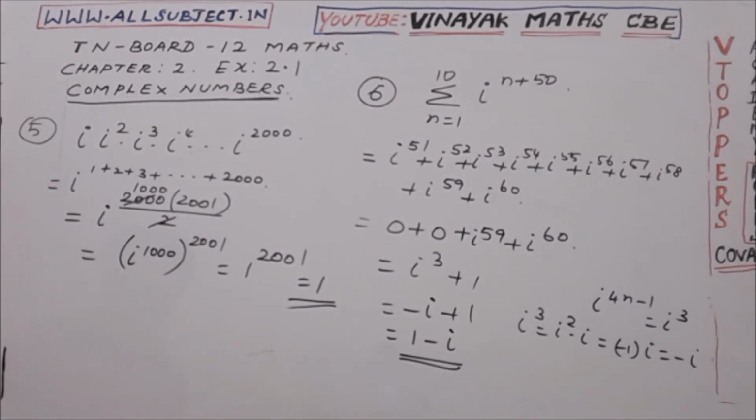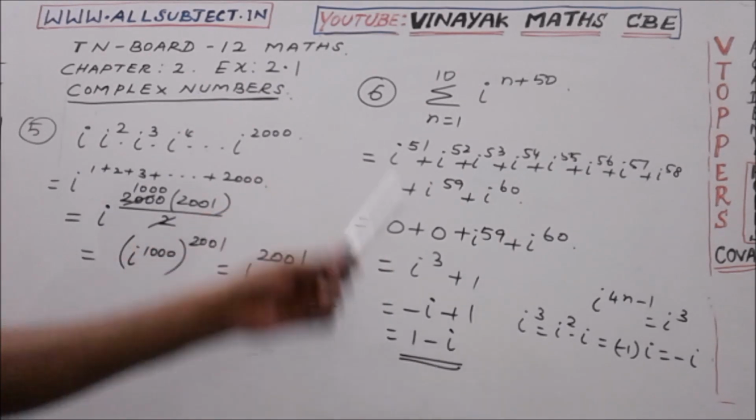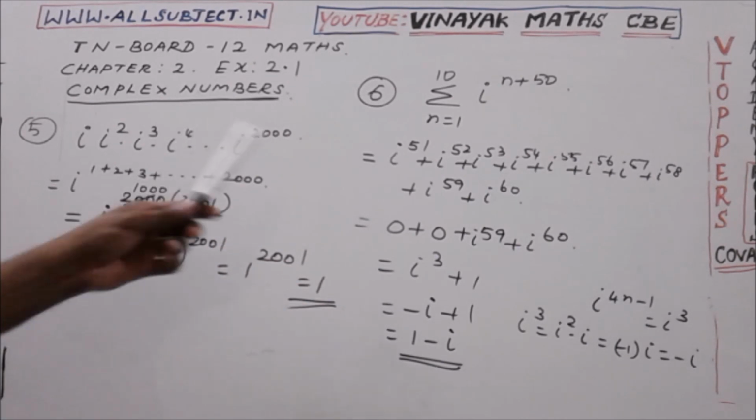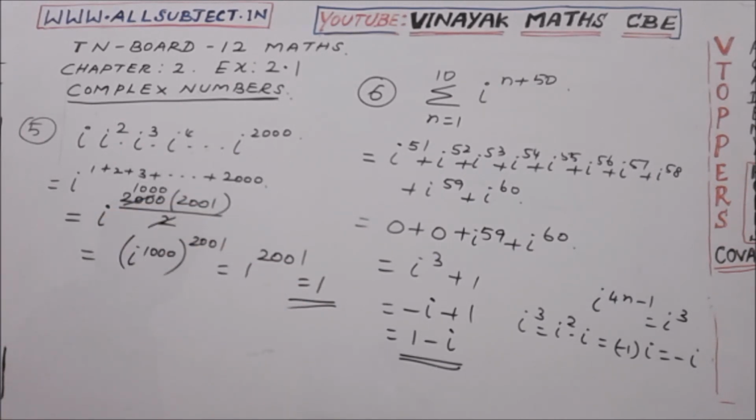Here we have completed exercise number 2.1. I have given only limited information about complex numbers, just enough to complete exercise number 2.1. I hope you have all understood the concept I have explained clearly.